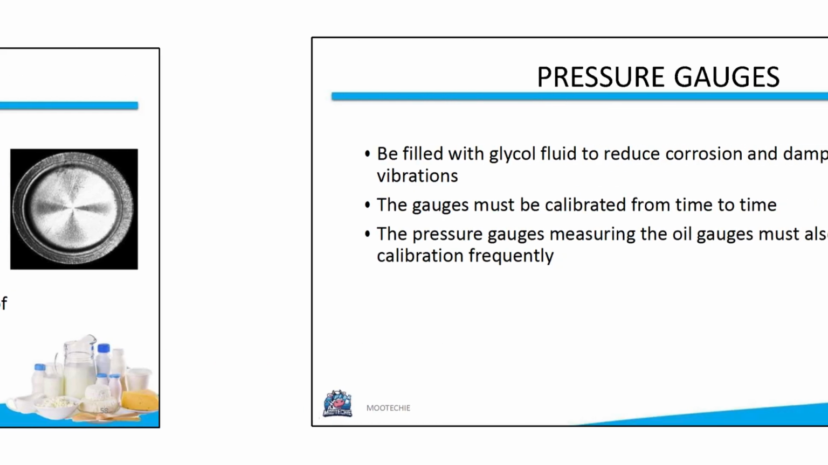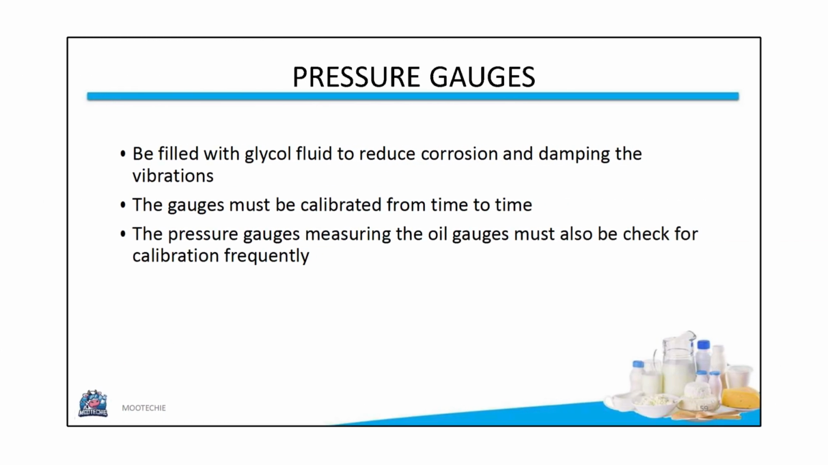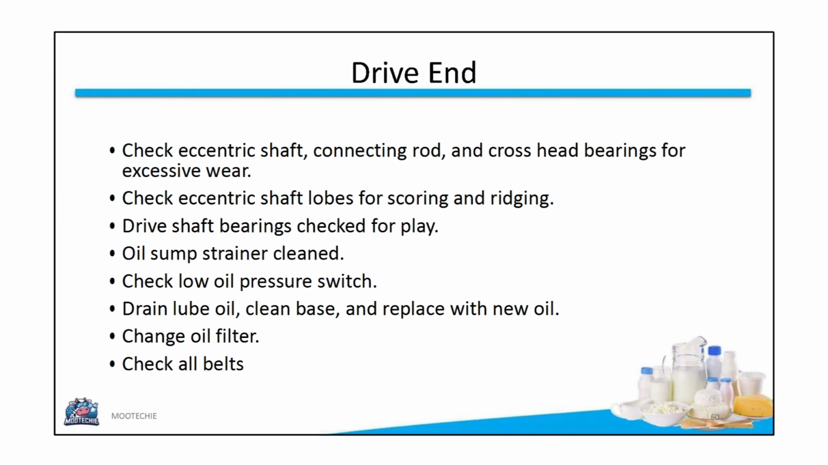Pressure gauges must be filled with a glycol fluid to reduce corrosion and dampen vibrations. They must be calibrated from time to time to ensure accuracy. The pressure gauges measuring the oil pressure in the drive must also be checked frequently. On the drive end, maintenance involves checking the eccentric shaft, connecting rod, and crosshead bearings for excessive wear. The eccentric shaft lobes should be checked for scoring and ridging.